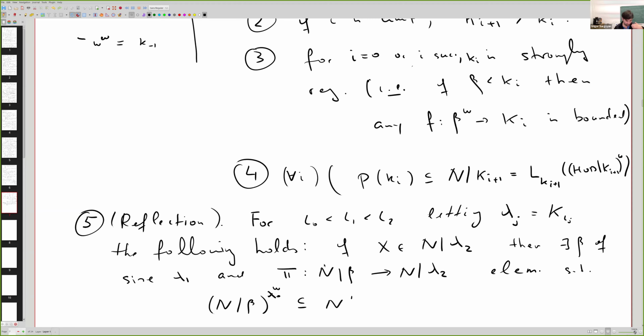Is a subset of N up to beta. You may ask, why do I need this property? So let me take the rest of the time explaining to you why. At the end of the day, the hard part is to force choice.